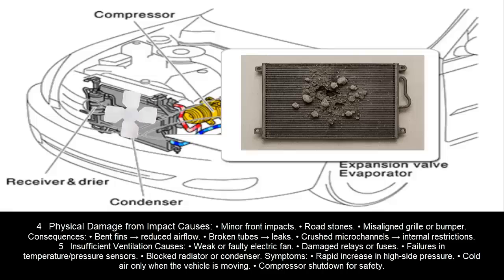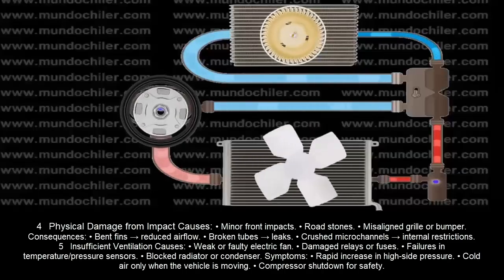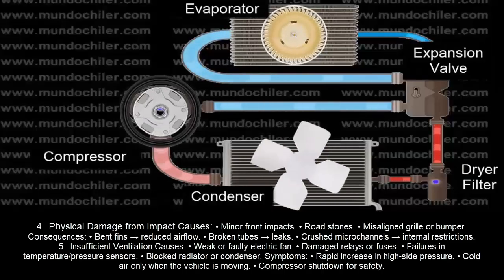4. Physical damage from impact. Causes: minor front impacts. Road stones. Misaligned grille or bumper. Consequences: bent fins, reduced airflow. Broken tubes, leaks. Crushed microchannels, internal restrictions.